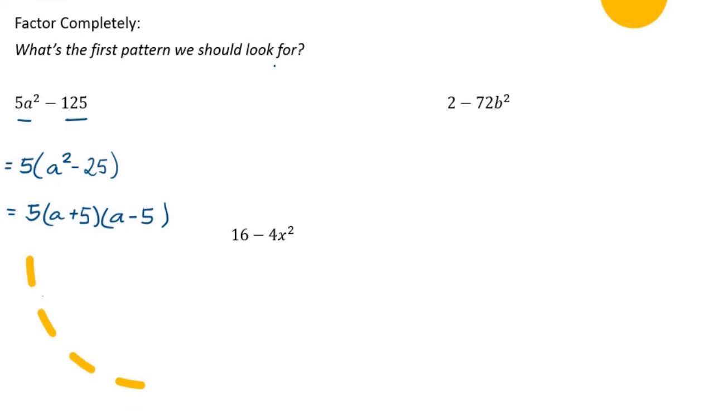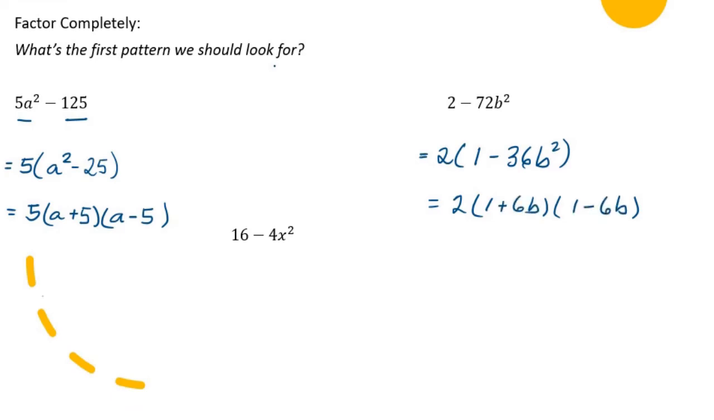Have a go at 2 minus 72b squared. It's the same situation here. The only thing we can do right now is to pull out a common factor. Both 2 and 72 are divisible by 2. So I'm left with 1 minus 36b squared. It looks a little bit odd. It's sort of end heavy, but 1 is a perfect square and 36b squared is a perfect square. So I know that I do have a difference of squares, and I'll have 1 plus 6b and 1 minus 6b in my binomials.